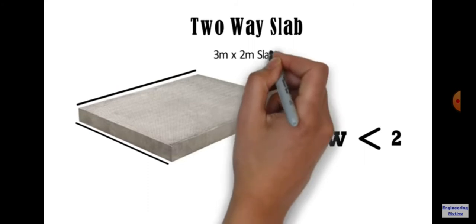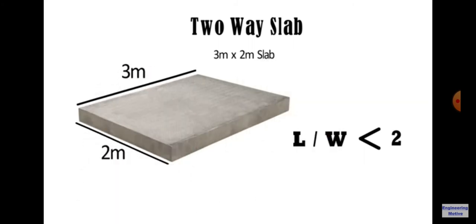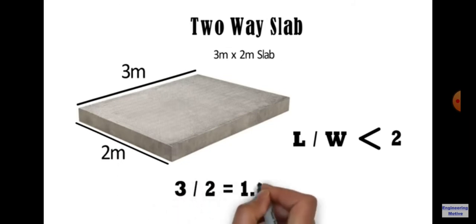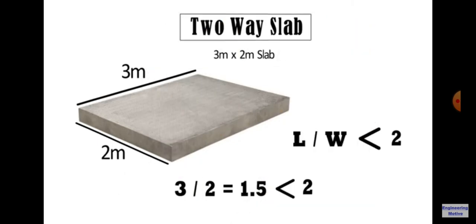For example, for a two-way slab, 3 meters by 2 meters, longer span 3 meters and shorter span 2 meters, 3 by 2 will give you 1.5, which is less than 2, hence it is a two-way slab.